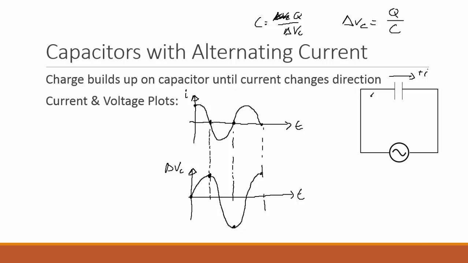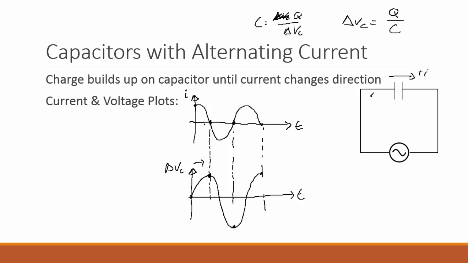Okay, so when current is at 0 is when the voltage is at a minimum or maximum, because when current is 0 is when it switches direction, and that's when it stops increasing the charge and starts decreasing the charge, and so that's when the amount of charge meets a max or a minimum. And it's shifted back in time.